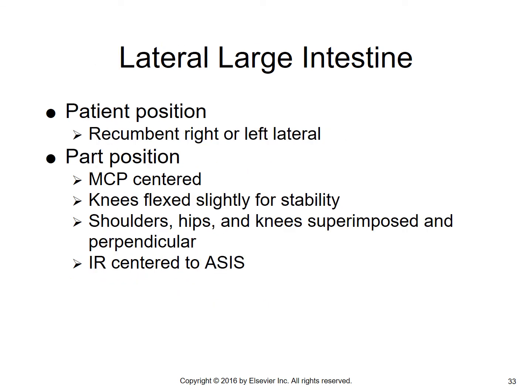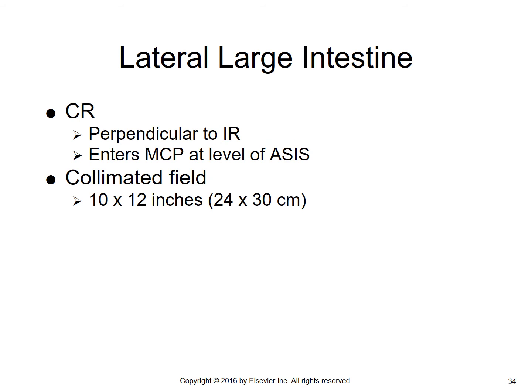For the lateral of the large intestine, recumbent, right or left lateral, just depends on the institution. The MCP or mid-coronal plane is centered. The knees are flexed slightly for stability. The shoulders, the hips, the knees are superimposed and they're perpendicular, and the IR is centered to the ASIS. Central ray is perpendicular. You're going to enter the MCP at the level of the ASIS.